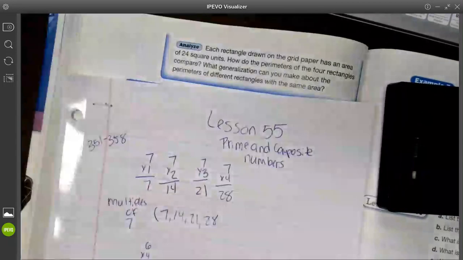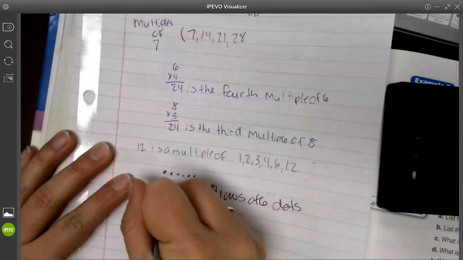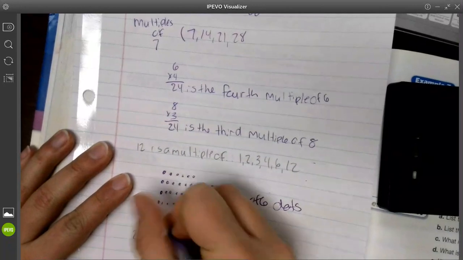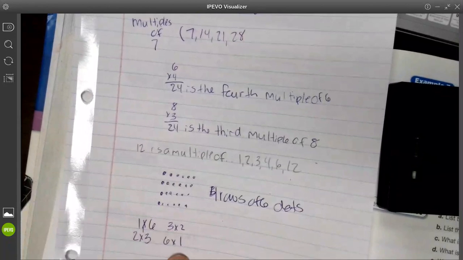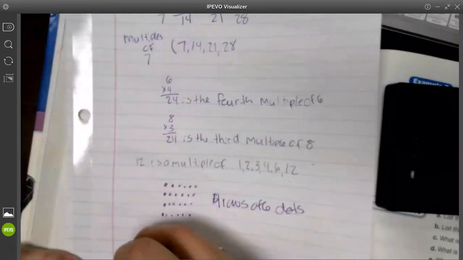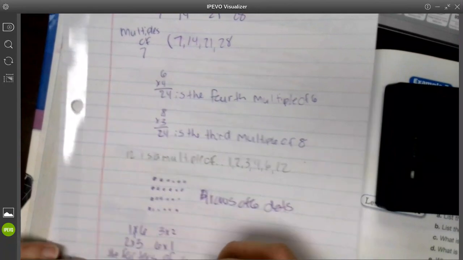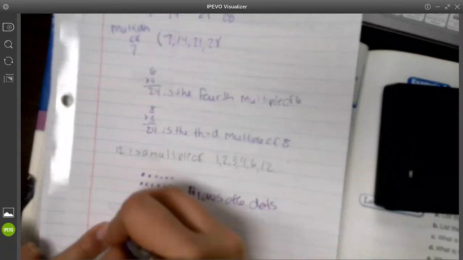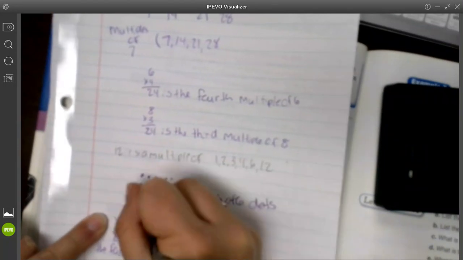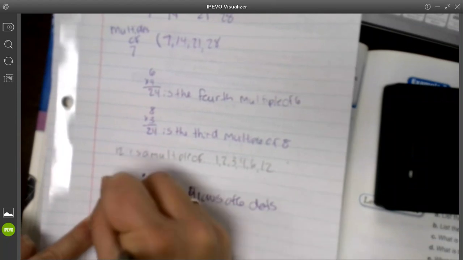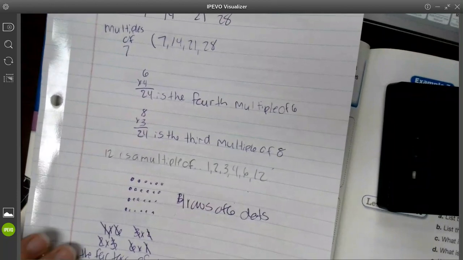Okay, so if we were to list those, it would be 1 times 6, 2 times 3, 3 times 2, 6 times 1. But if you notice, some of them are repeats. So now we just want to make a list. So the factors, and we don't need to use the same numbers. So the factors of 6 are 1, 2, 3, and 6. Okay, so 1, 2, 3, and 6 are the factors of 6.